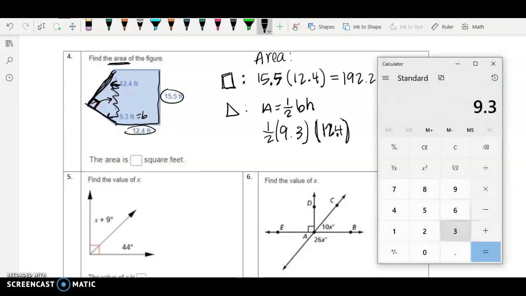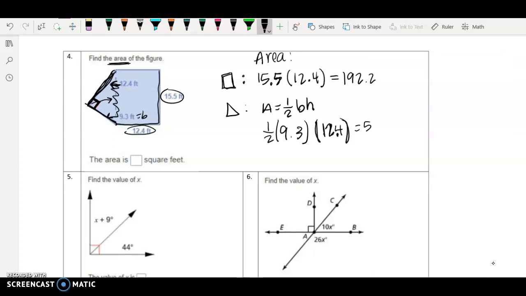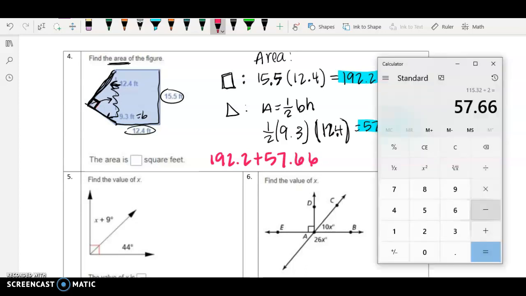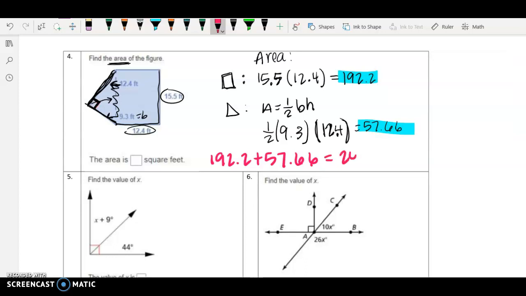So we have 9.3 times 12.4 times 1/2, or we can just divide by 2. And we get 57.66, and then we add those together. So we're going to add this answer and this answer. So 192.2 plus 57.66 equals 249.86. So this is my answer.